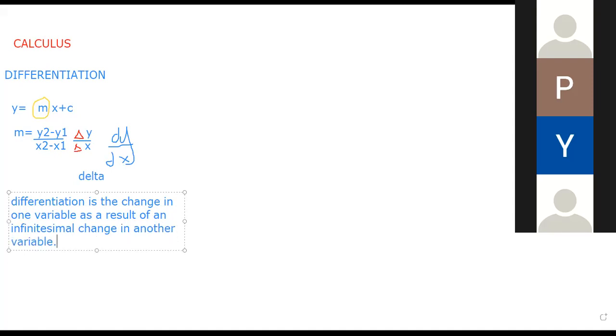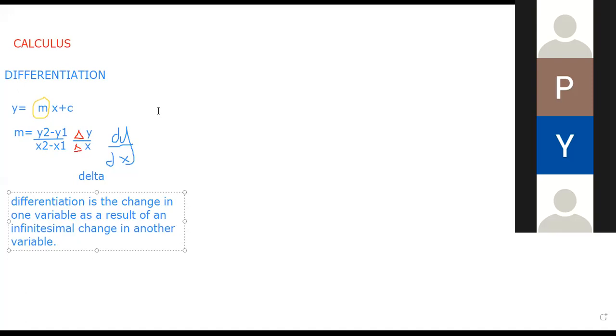So differentiation is the change in one variable as a result of an infinitesimal change in another variable. That's why I said that it is coming from change. Now, infinitesimal means that the change is so small that it is close to zero.